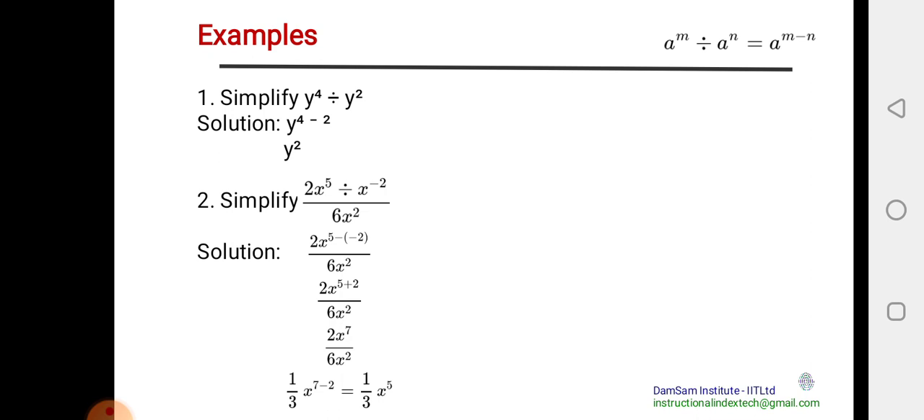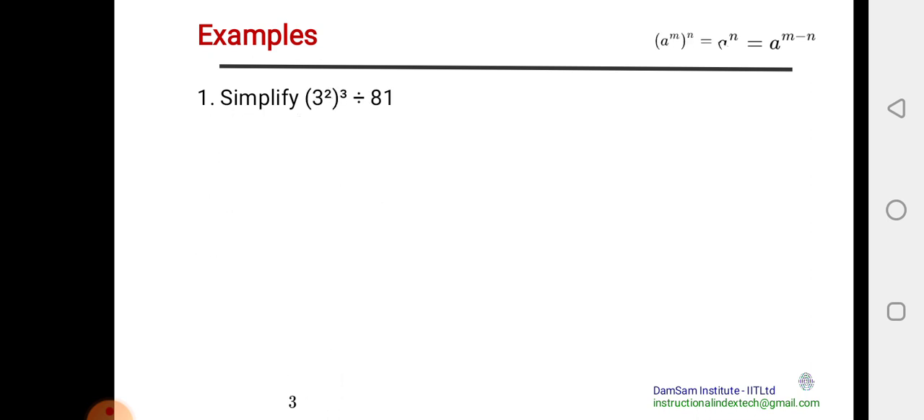So that concludes to have 1 over 3x raised to power 5. Another one we have is a raised to power m into n equals a raised to power n into m equals a raised to power mn, meaning that we can perform operations of multiplication at the power as well. Just like we have it here, 3 raised to power 2 into 3 divided by 81.